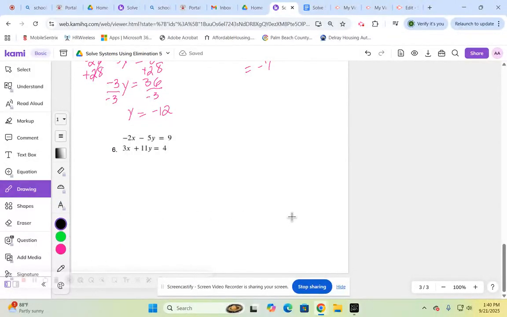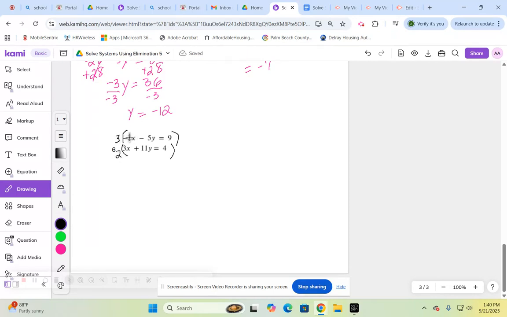Okay, let's look at number 6. We need to come up with a zero pair or opposite coefficients. All right, looking at this set here, the x values, I will have to rewrite both equations in order to get a zero pair here, and that is true for y. So what I'm going to do is rewrite both equations so that I can have a zero pair for x. So the top one, I'm going to multiply it by 3. The bottom one, I'm going to multiply it by 2.